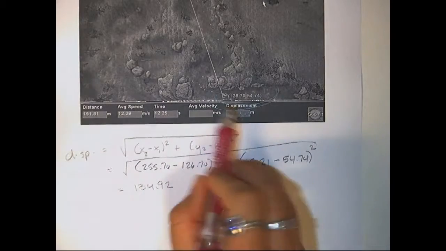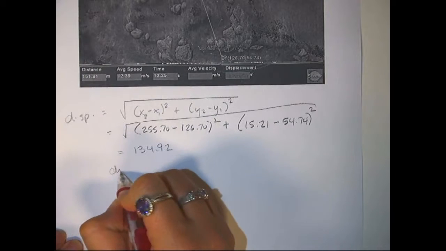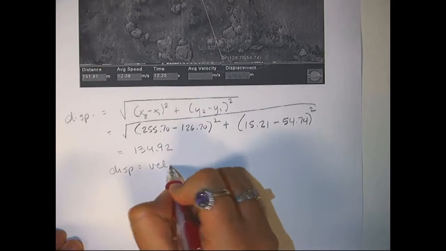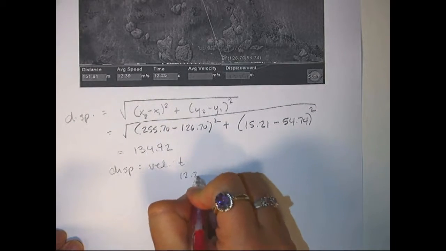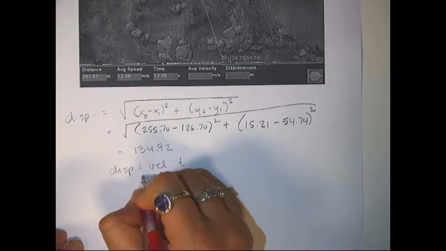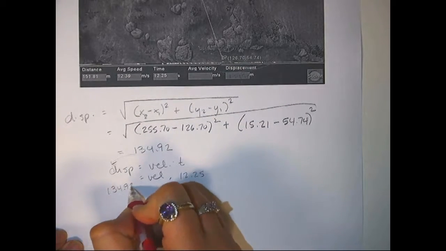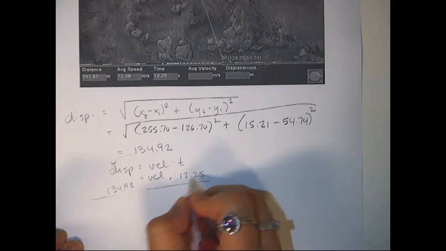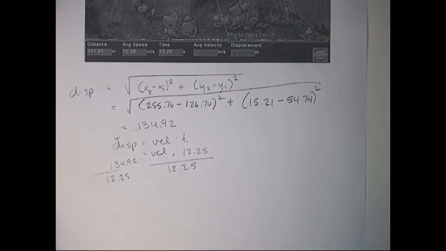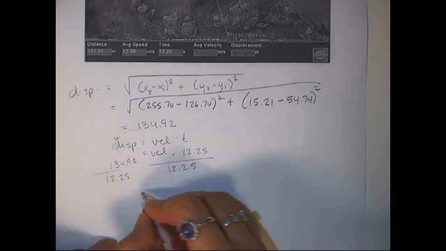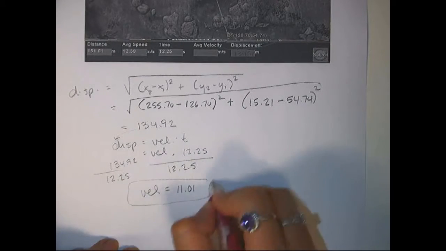Now I can use this and this to find the velocity, because we know that displacement equals velocity times time. I know the time. I don't know the velocity, but I do know the displacement because we just found it here. How do you solve this? We divide both sides by this. And we get that the velocity is 11.01. And we're done.